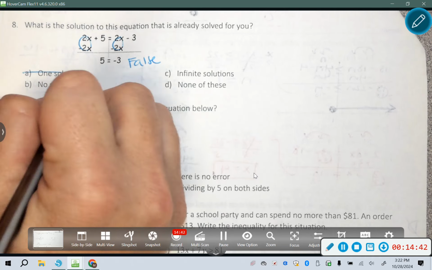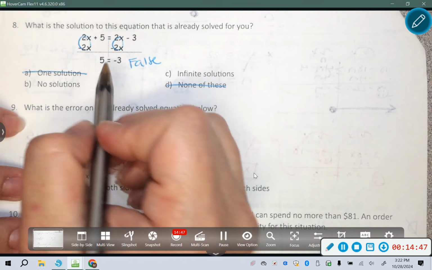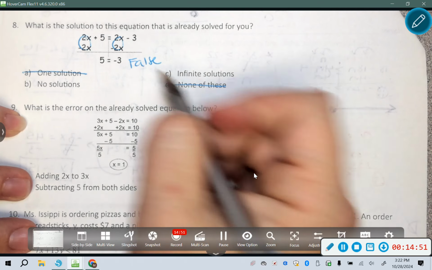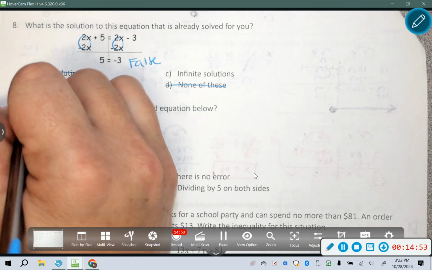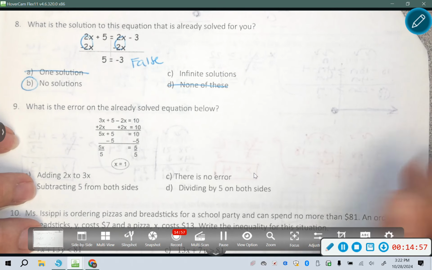Well, I know there's not a solution, so one solution doesn't work. None of these is not usually my answer. So I have no solution or infinitely many solutions, or also real numbers, however you want to say it. And when it's false, I want you to realize it is no solution.